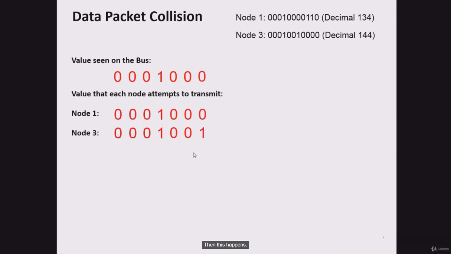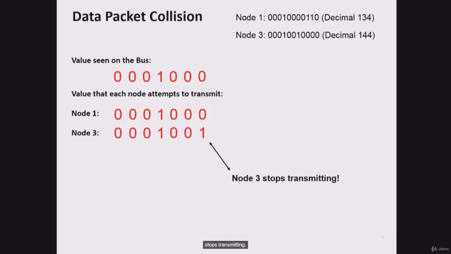Then this happens. Node 1 transmits a 0, node 3 transmits a 1, because look, right here is where there's a difference in the message identifier, because this is of a higher value. This has a 1 right here, this has a 0. That's what we're seeing right here. So now node 3 transmits a 1 and reads back the bus and says 0. Whoa, wait a minute, something is wrong here. I just transmitted a 1, but I read back a 0. So what happens? This happens.